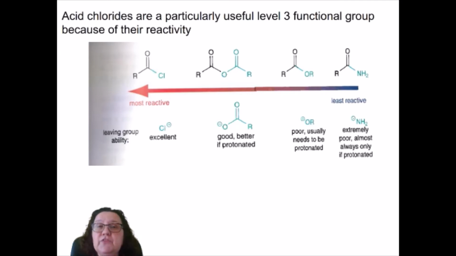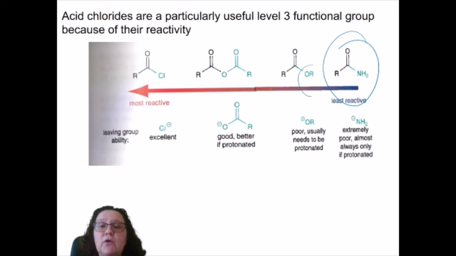Acid chlorides are a particularly useful level 3 functional group because they are so reactive. And that is because of the quality of the leaving group that you have, the chloride anion. So again, going from least reactive on this part, the amides, which have an NH2 minus, which is a bad leaving group. It does not leave the molecule, and when it does, it's almost always when it's protonated.